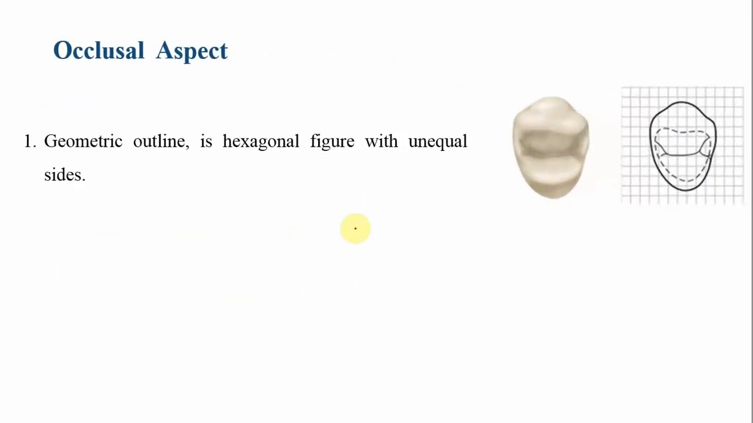Occlusal aspect. First, the geometric outline of this tooth from the occlusal aspect is a hexagonal figure with unequal sides. So we have a six-sided or hexagonal figure. So this is a hexagon. This is the buccal. This is the mesial. This is the distal. And this is the lingual. This side is named the mesiobuccal. This is the mesiolingual, the distolingual, distal, and distobuccal.